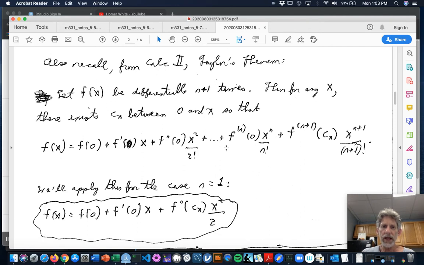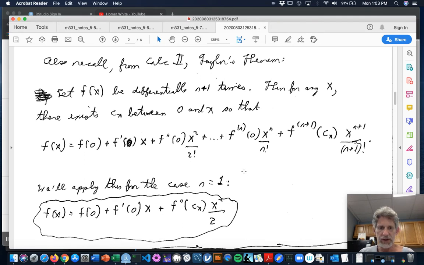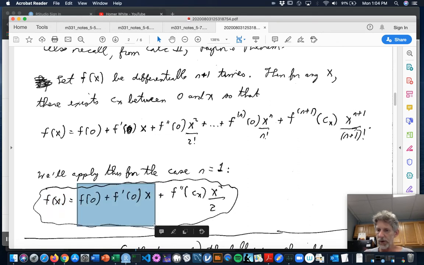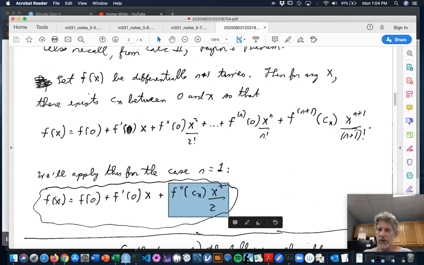We're going to apply this for the case n equals 1. Imagine a function that's differentiable twice to a second derivative. Then you could write f of x. For every real number x, you could find a c sub x so that f of x could be written as this linear function, f of 0 plus f prime of 0 times x, plus this little remainder that uses the second derivative at c sub x times x squared over 2. Okay.